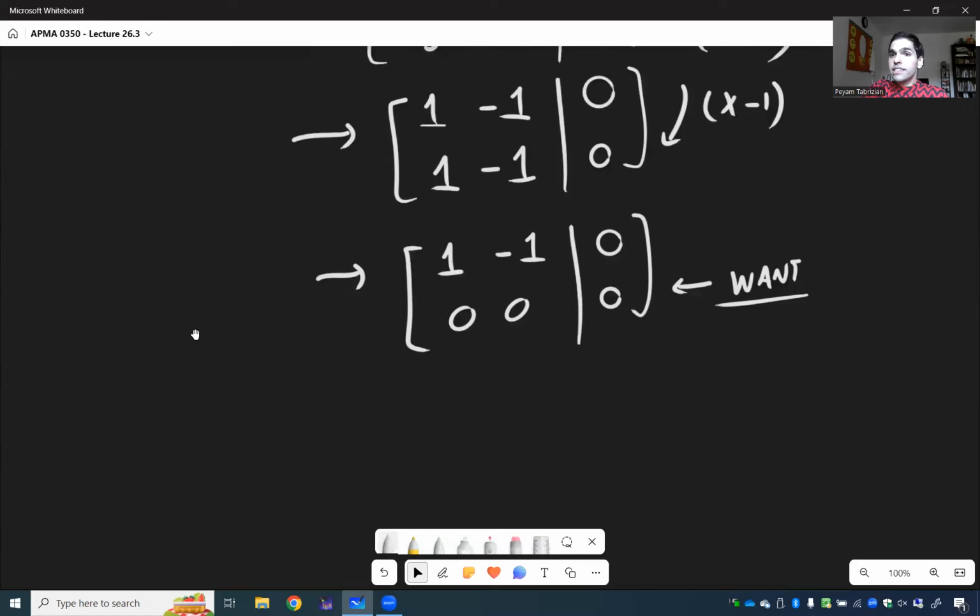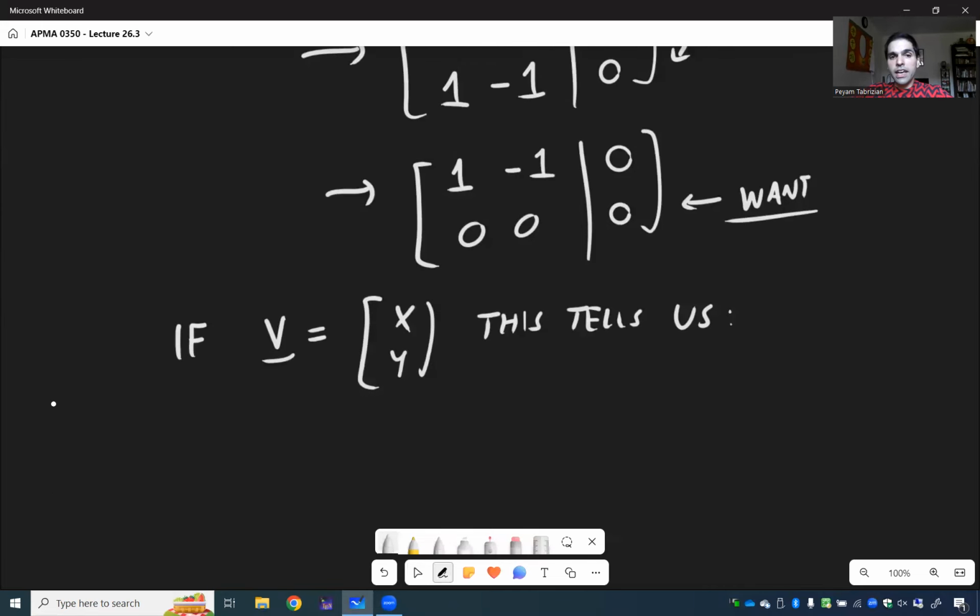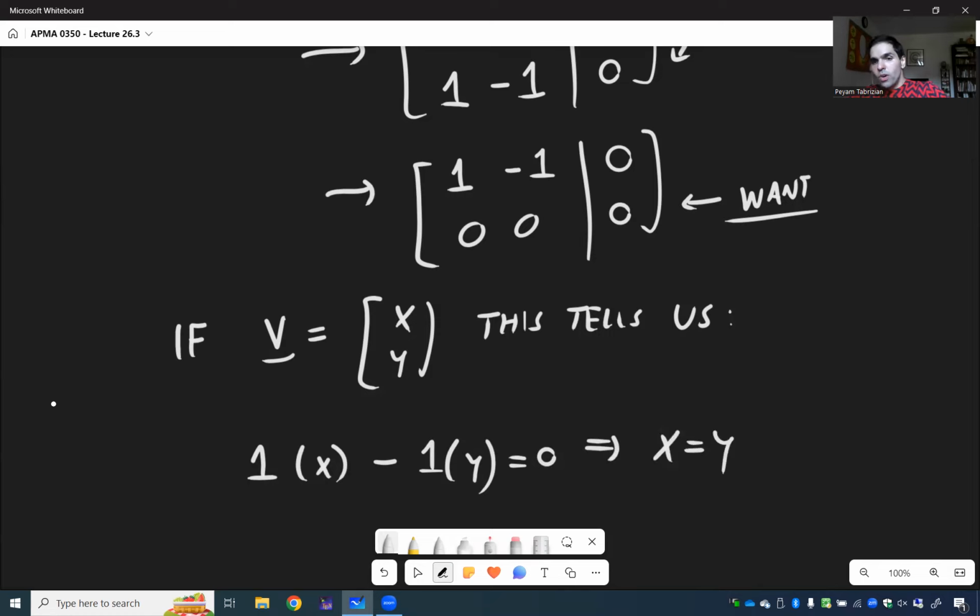Now let's see what this means in terms of equations. If our unknown v is (x, y), this tells us that 1 times x minus 1 times y is 0, and therefore x equals y.